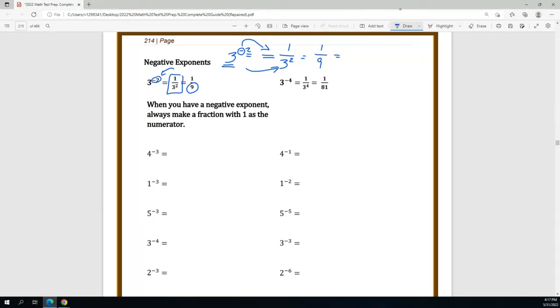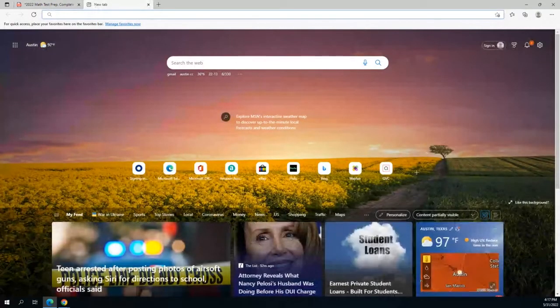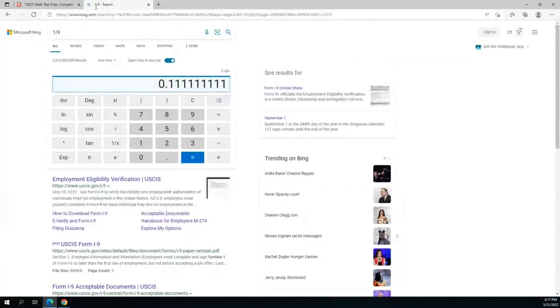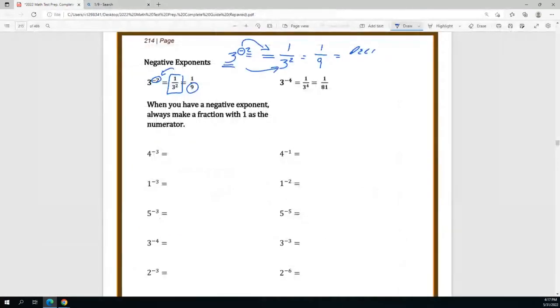Now, maybe they want to know, well, what is the decimal? Well, you get the decimal by dividing. So let's go ahead and put that in here where I go 1 divided by 9. And you can see that the result is 0.1 repeating. So that means that this decimal is 0.1 repeating. Is the number below or above 0? Yes. Is it less than the number 1 as a whole? Yes. So when you see negative exponents, that's exactly what's being set up.